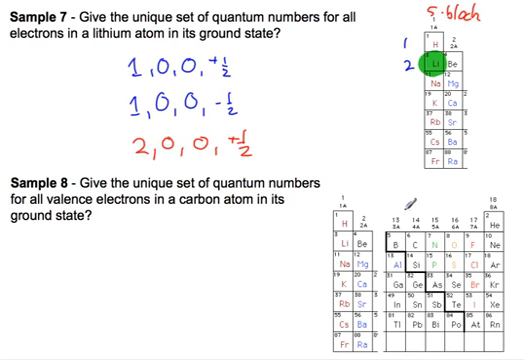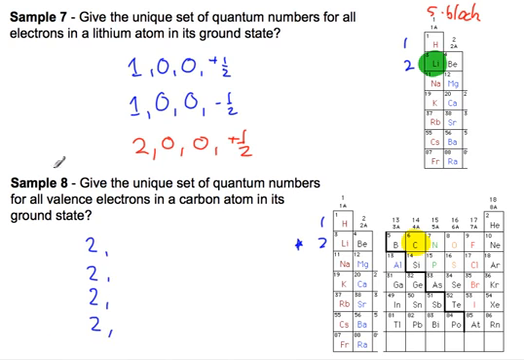Let's do another one. Give a unique set of quantum numbers for all valence electrons in a carbon atom. So here's carbon. Valence electrons, we're really only interested in the electrons that go into the second energy level, because those 4 electrons that make up the valence shell of carbon are the ones we want quantum numbers for. So there are 4 electrons, and they're all in the n equals 2 energy level. And so that means all 4 of them are going to have a principal quantum number of 2.